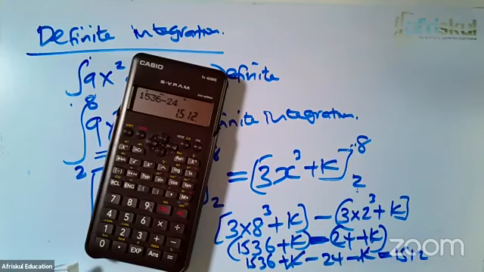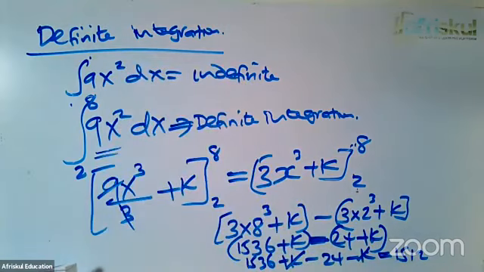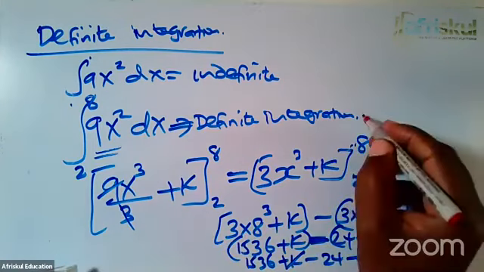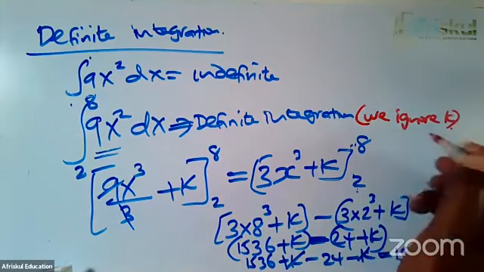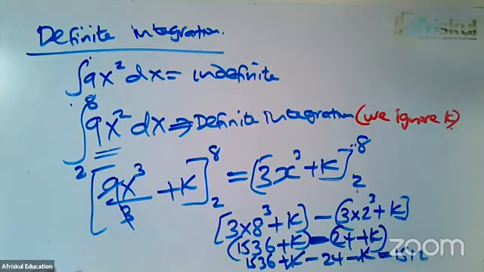K disappears. And that is why for definite integration, I would want you to take this very important point down: for definite integration, we ignore k. We don't work with it. Anytime you have limits, if you are told, for example, to find some area under the curve, and they have given you limits, always ignore k.